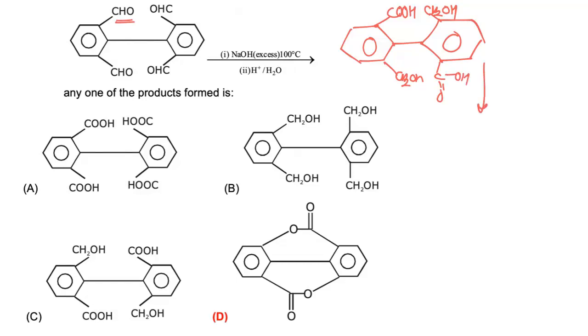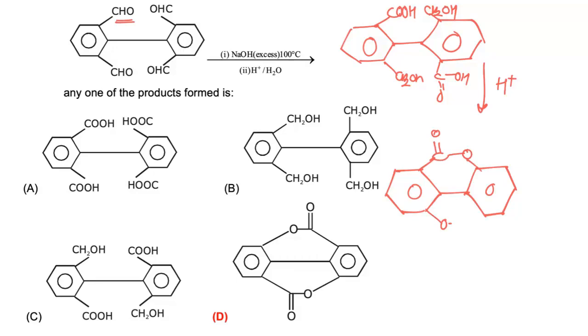Now this molecule after acidification will be converted to ester, so a lactone ring or cyclic ester is formed as the final product, which is similar to the option given in D, and hence the correct answer is D.